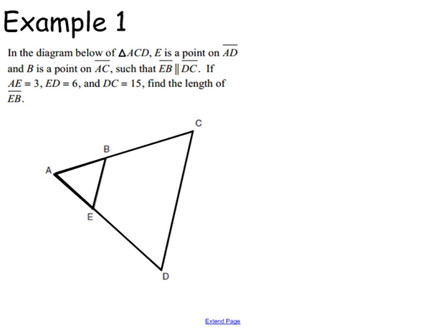So for our first example, it says in the diagram below of triangle ACD, E is a point on AD and B is a point on AC such that EB is parallel to DC. If AE equals 3, ED equals 6, and DC equals 15, find the length of EB. So I'm going to first take this information and label my diagram. AE is 3, ED is 6, and DC is 15.